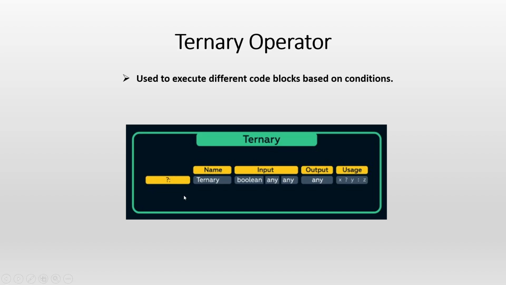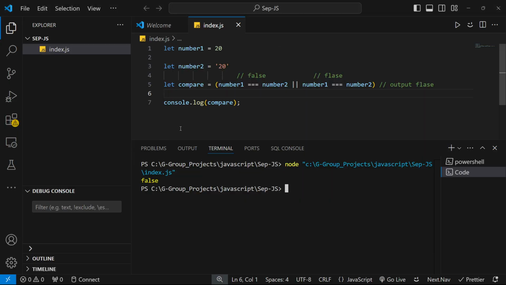So the ternary operator is like this. It's going to give output either true or false, so most of the time it will be true or false. It's going to be one question mark and a colon. With the help of this, we are going to create a ternary operator. We are going to check whether the output of this is either true or false. So let us implement this in real. Ternary operators are very important.